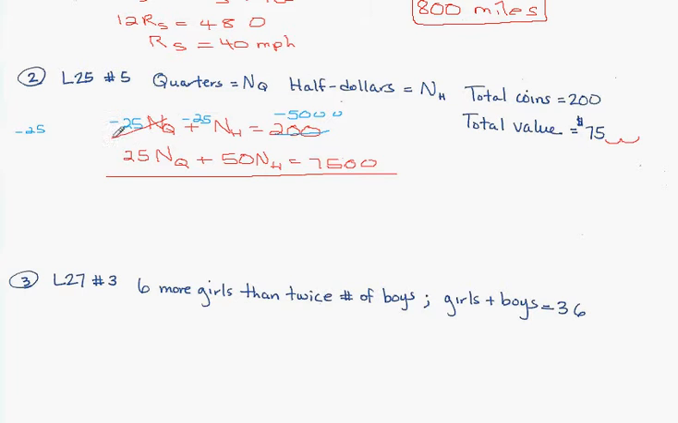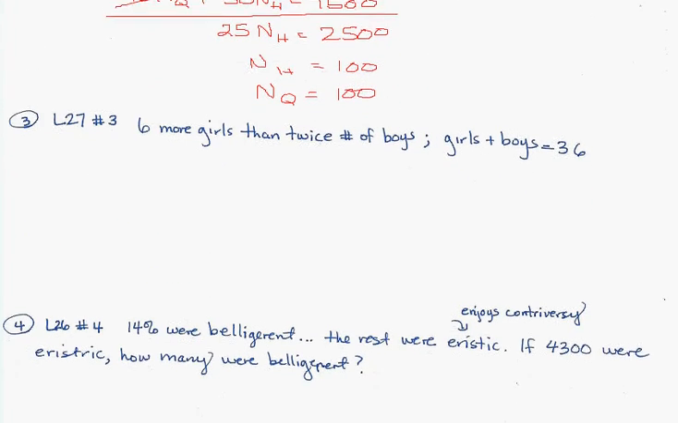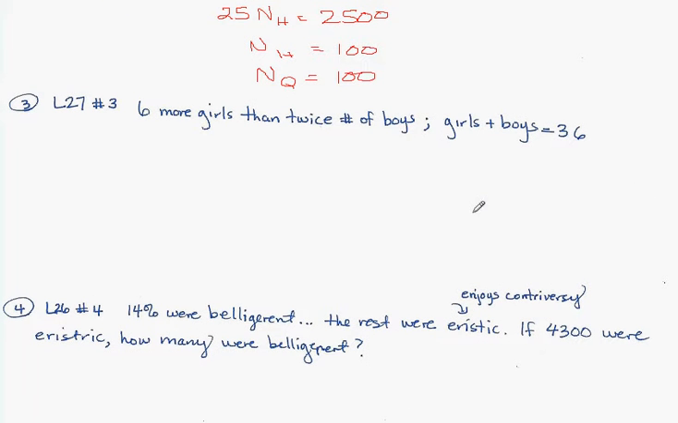So these cross out. We get 25 number of half dollars equals 2,500. Number of half dollars equals 100. And the number of quarters equals 100. You guys probably could have done this in your head, but I don't know on the test if it's going to be this simple. Okay, lesson 27, problem number 3.